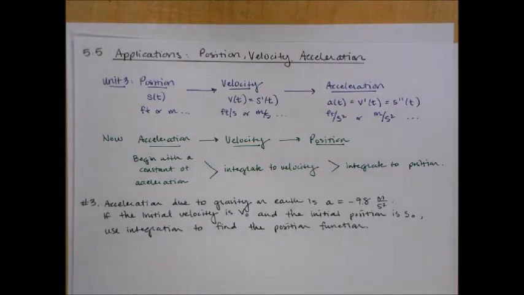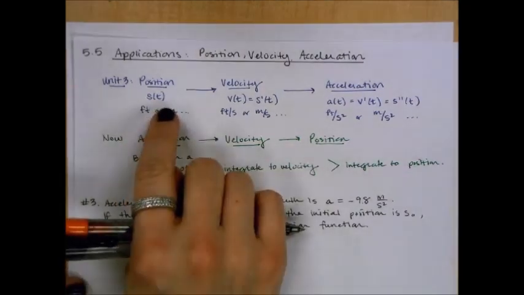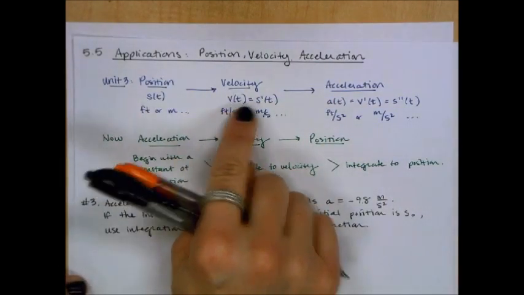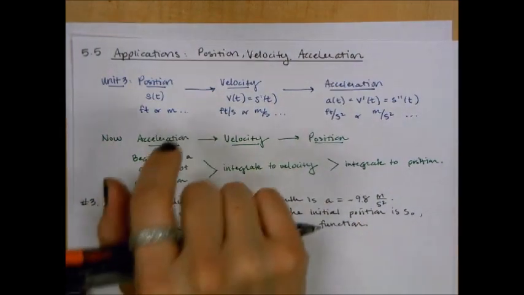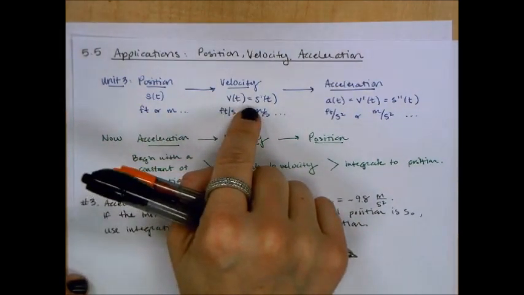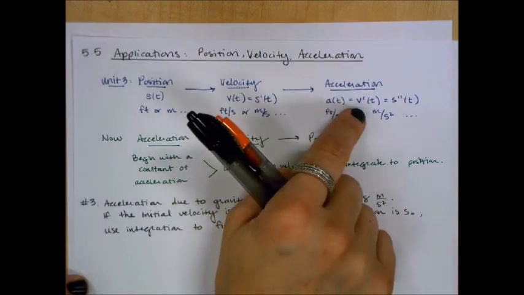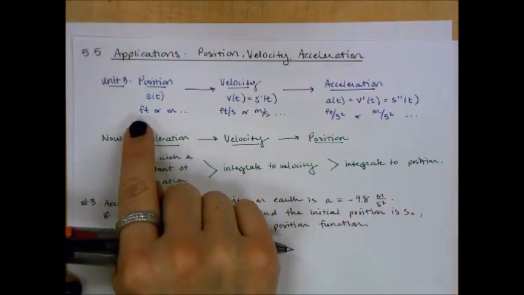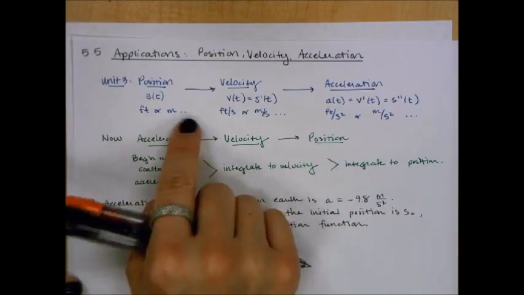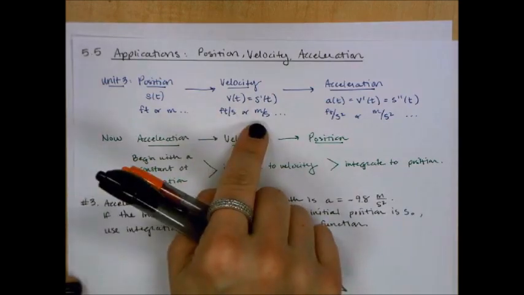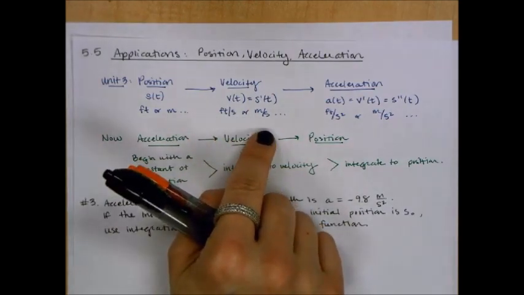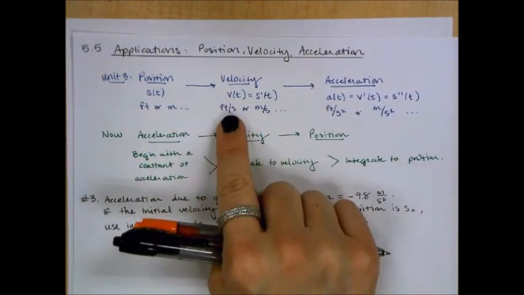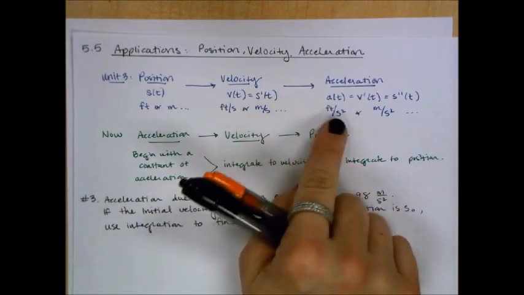So I've given you all the basic stuff we need, like position, s of t, velocity, v of t, acceleration, a of t. Velocity is the derivative of position, acceleration the derivative of velocity, or the second derivative of position. And then our units, our position would just be in feet or meters or something else. Velocity is feet per second, meters per second, it's a rate of change. Acceleration is that rate of change over time. So feet per second, meters per second, okay?